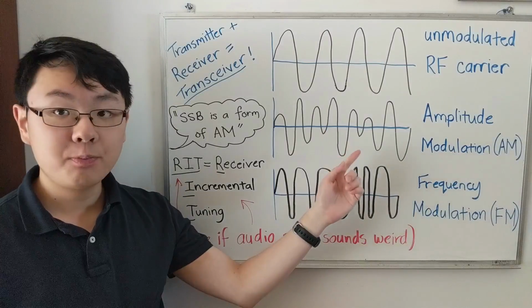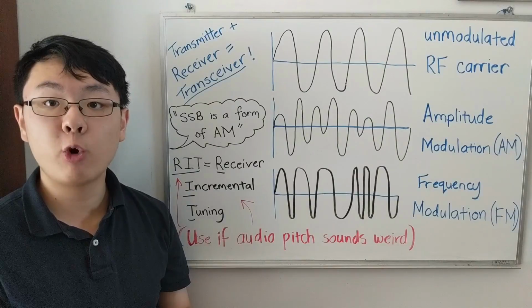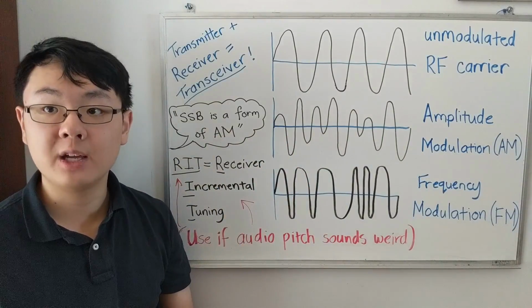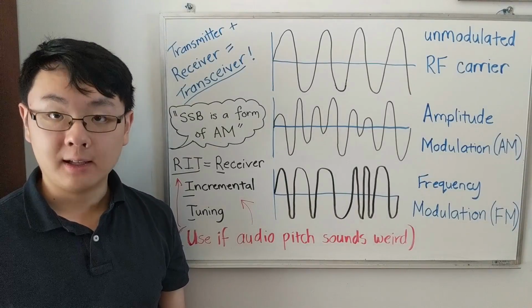All right, so again, SSB is a form of amplitude modulation, AM. So just think of your voice moving up and down as you talk. That's amplitude modulation. And SSB is a form of that. That could be on your exam, I believe.